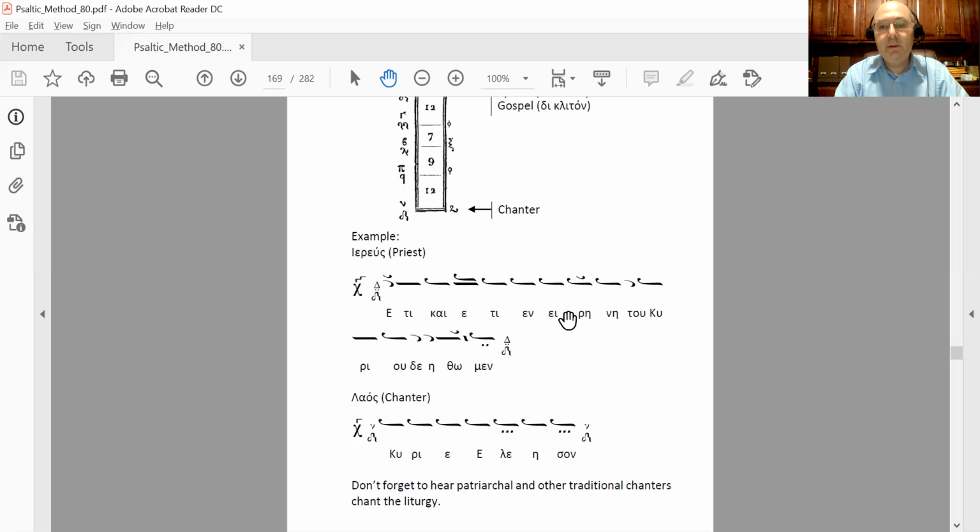Etike, eti, anirini tu Kyriou deithomen, Kyrie eleison. Okay, that's the majestic simplicity of the pentachord.